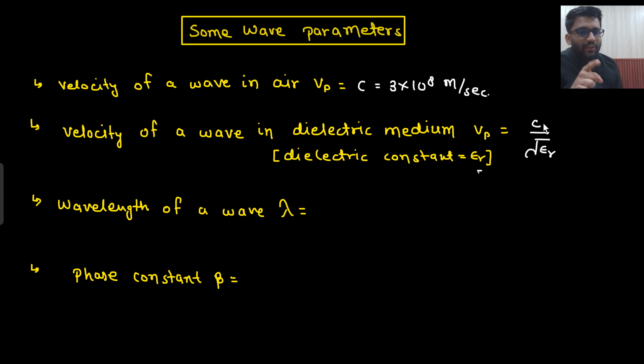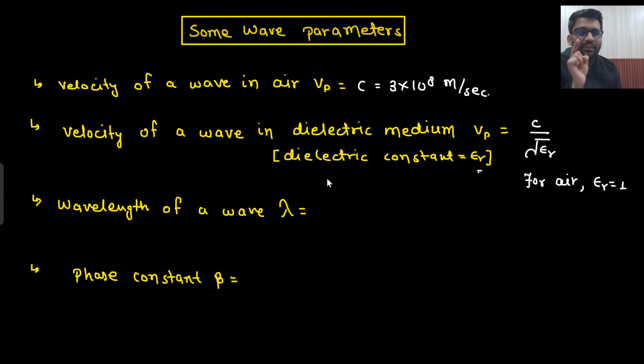The actual velocity is c upon under root epsilon r. For free space, epsilon r is equal to 1. For air or for free space, epsilon r is equal to 1. So the velocity becomes equal to c only. One thing, okay. The second one, there is a term called wavelength.